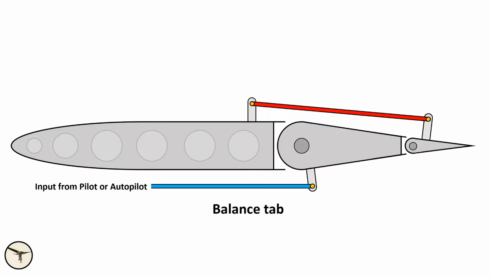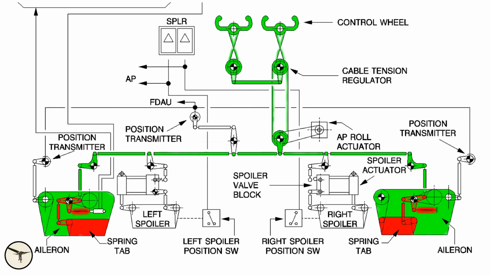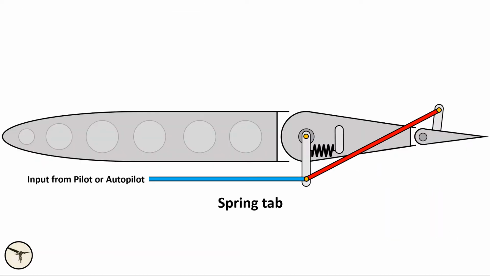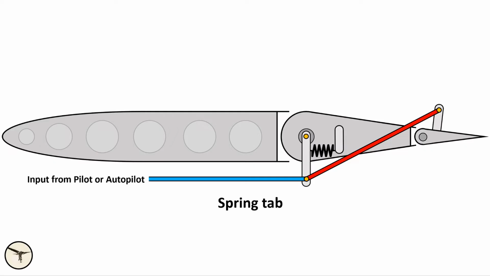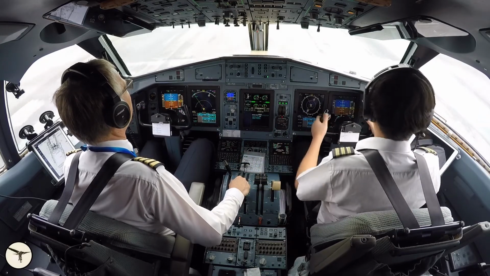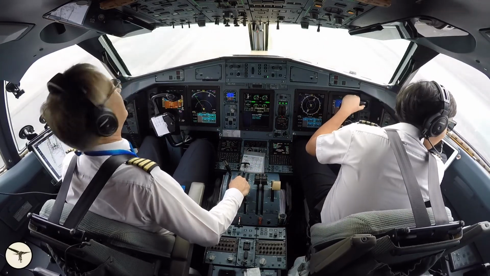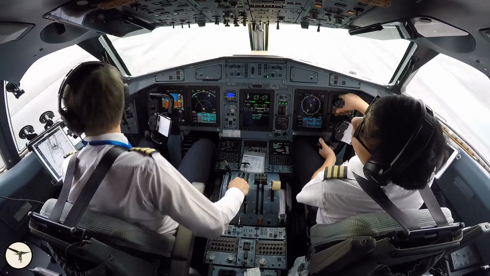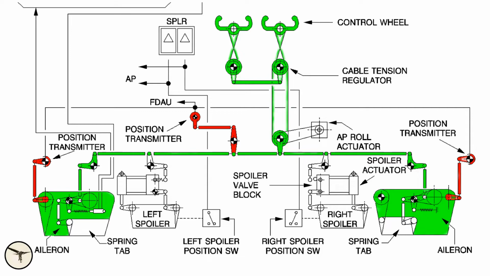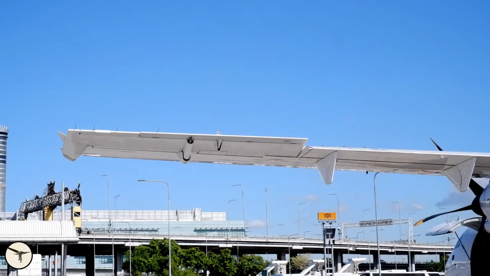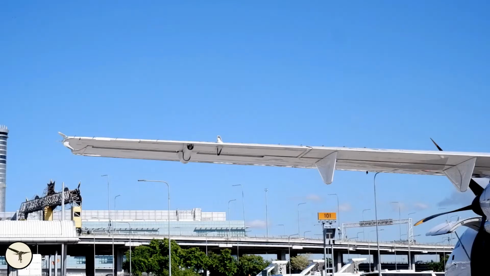At the end of the 1990s, ATR changed to spring tabs. The benefit with spring tabs is that the control forces at high speeds remain pretty much the same as for low speeds. At the same time, the control wheel travel increased from 65 degrees to 87 degrees left and right, and position transmitters were added to each aileron. However, the aileron travel remained the same, 14 degrees up and down.